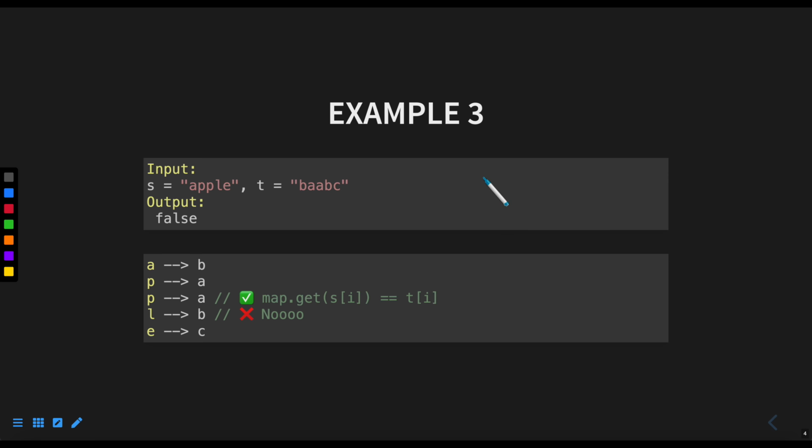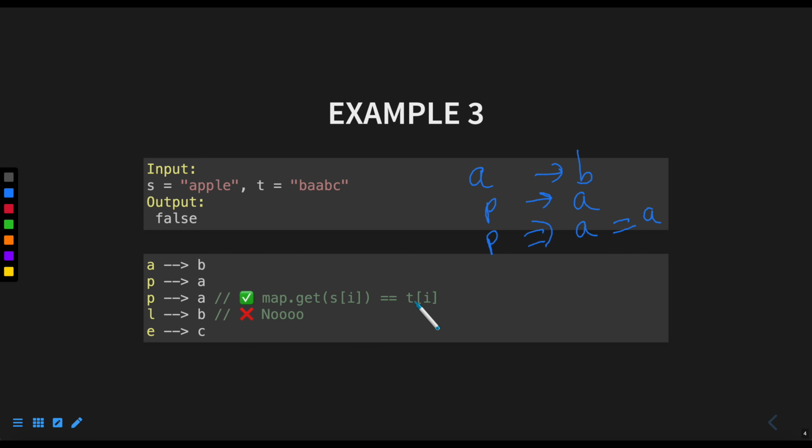So when we now iterate, we will have a mapped to b, right? Again, p mapped to a. So now again we get p, but this time it's already mapped, right? So we will check what is the value we get from the map. That is a, right? And what we have in t is also a. So that matches. So all is good.